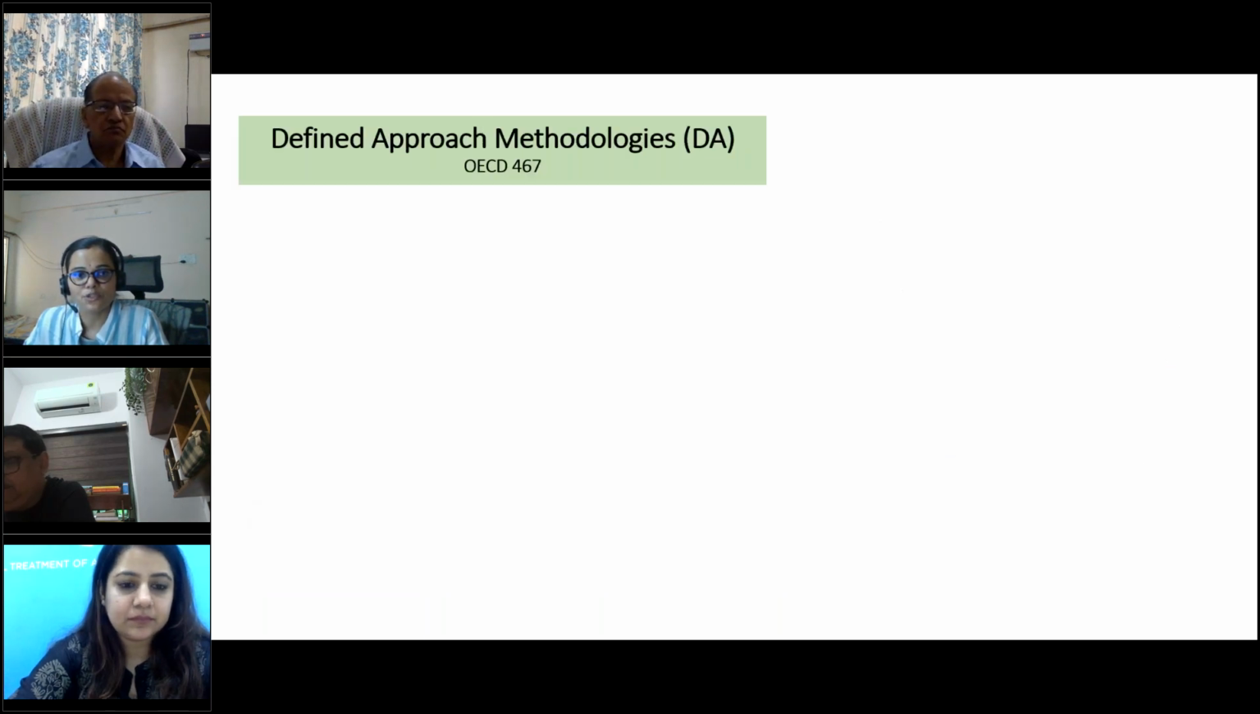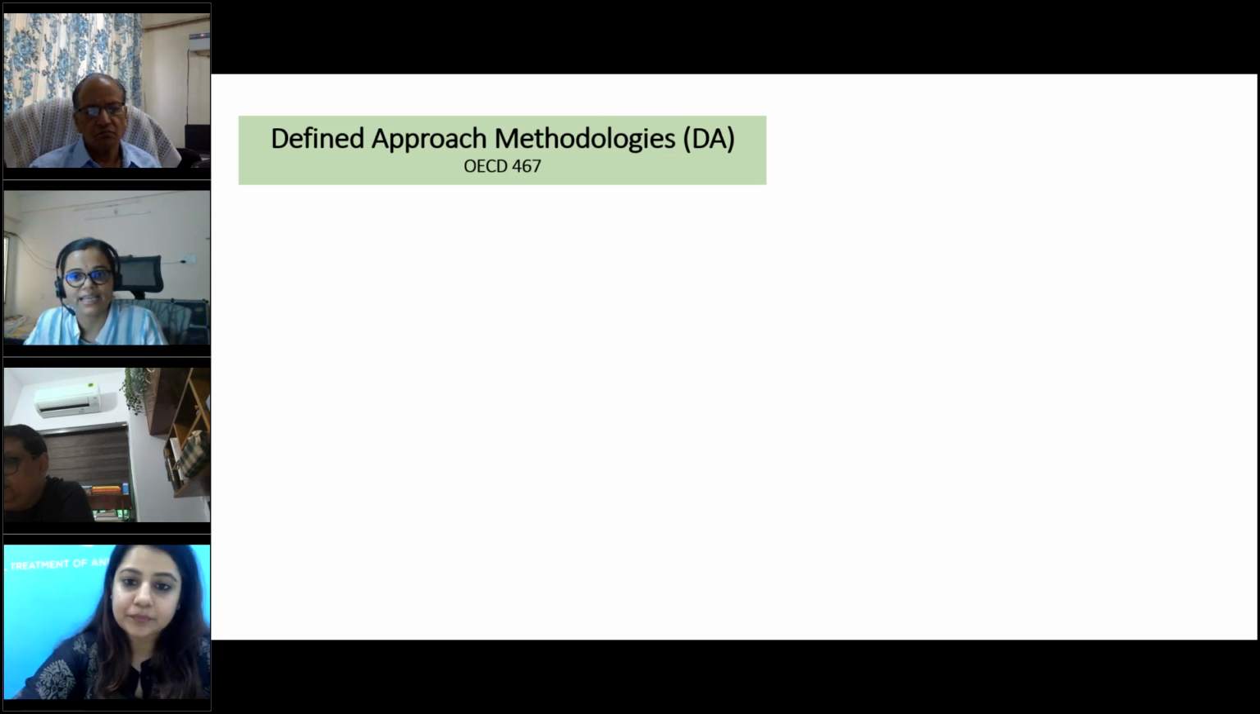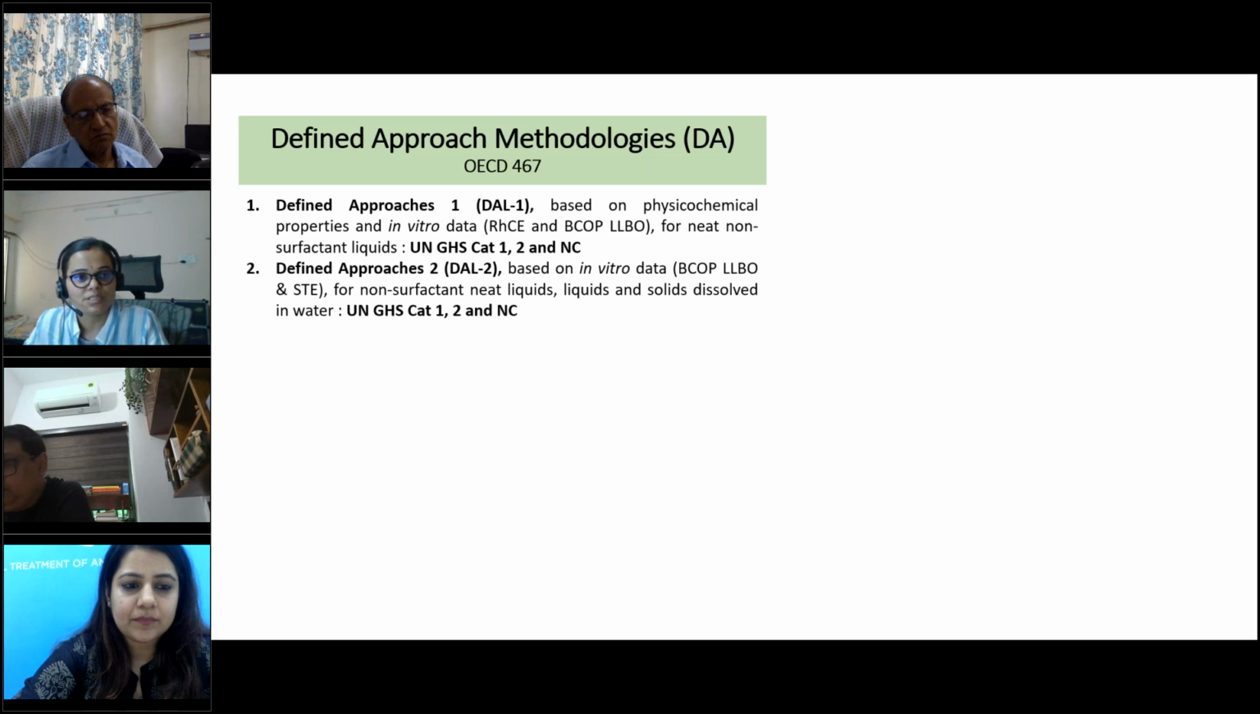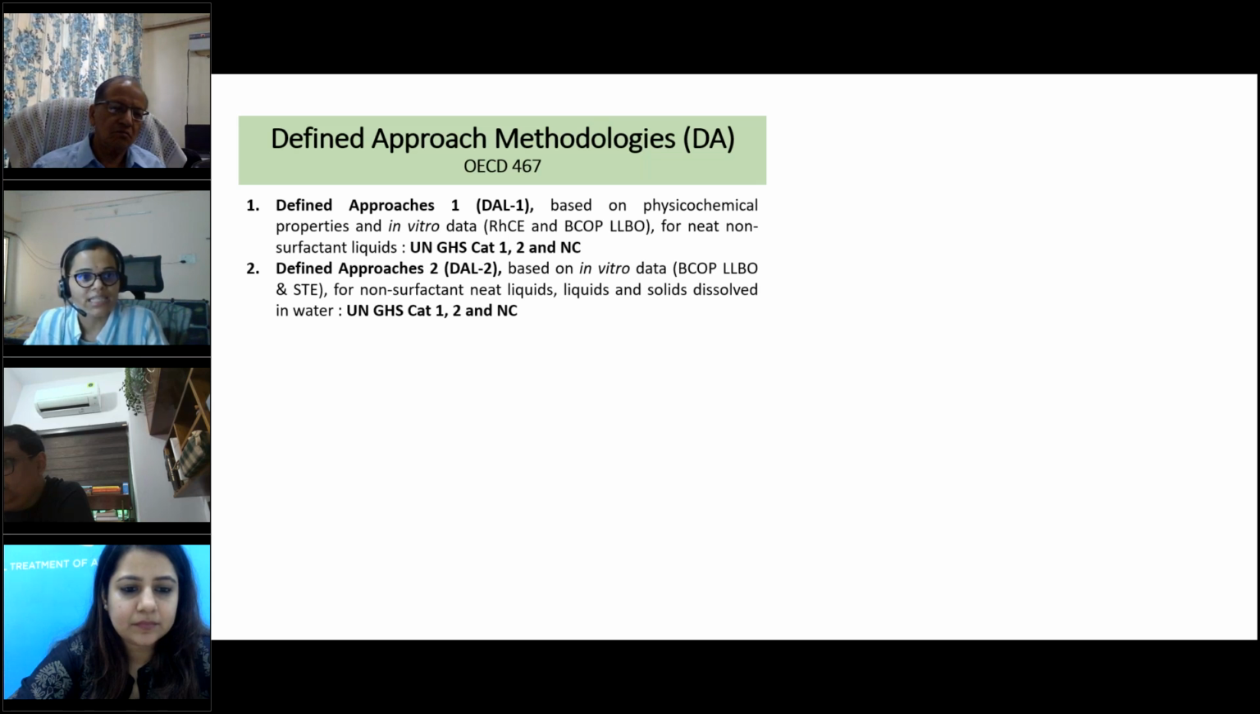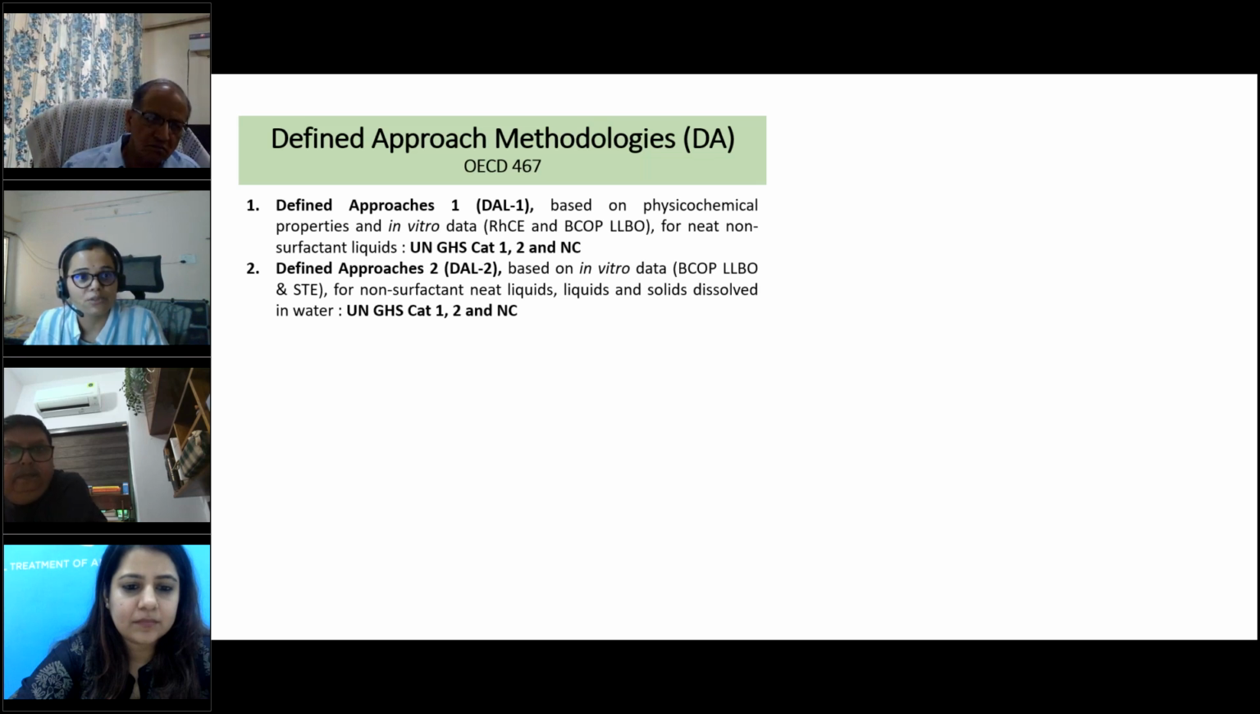Then come the defined approach methodologies. These methodologies can be used to support the hazard classification, hazard characterization, and/or the safety assessment of chemicals as per OECD 467. These methodologies can be used either on their own to reach a conclusion on classification and labeling, or together with other sources of information within IATA. So defined approach 1, that is DA1, is based on physicochemical properties of a test chemical and in vitro data retrieved from RhCE and BCOP LLBO methods for neat non-surfactant liquids to classify them under category 1, 2 and non-categories.